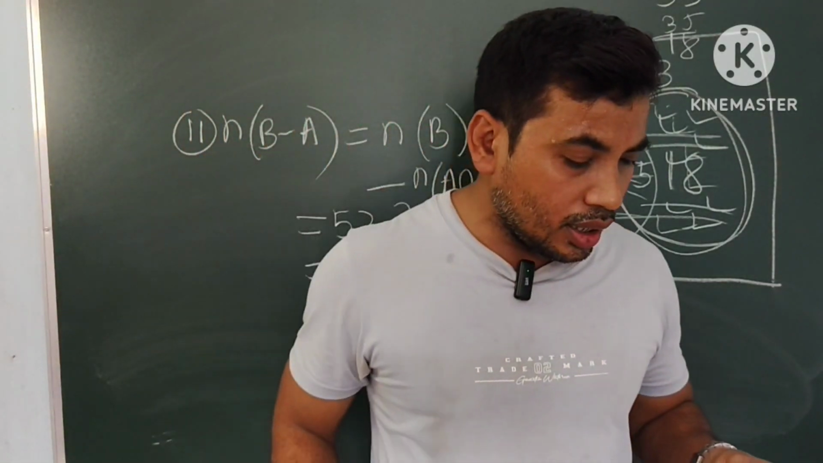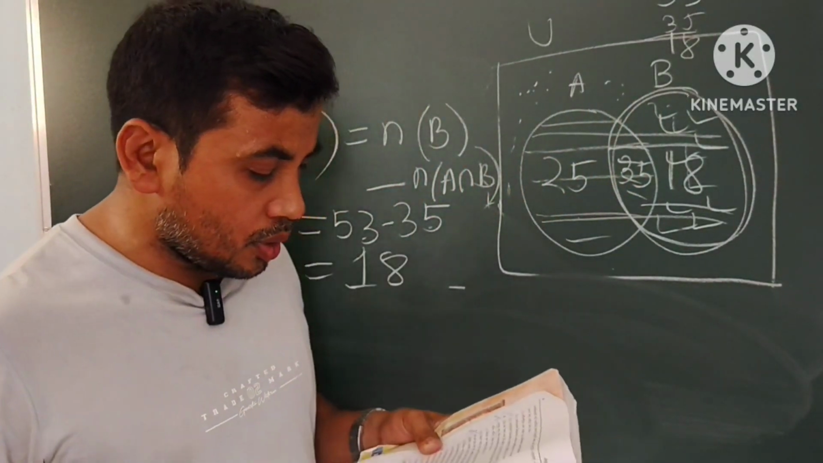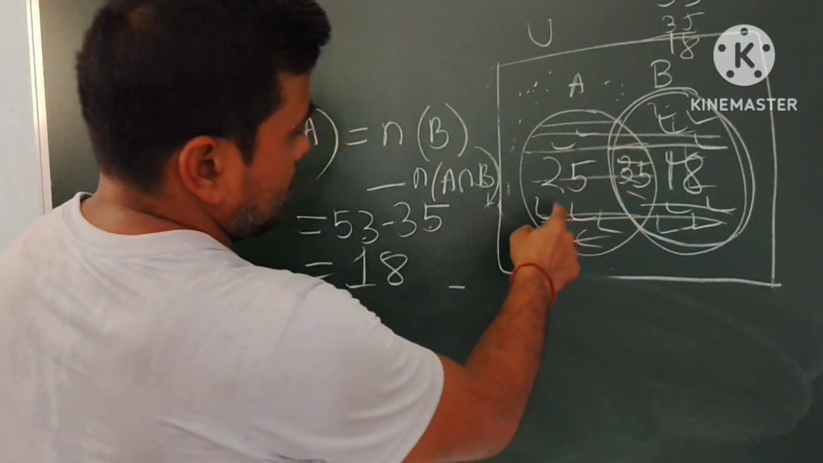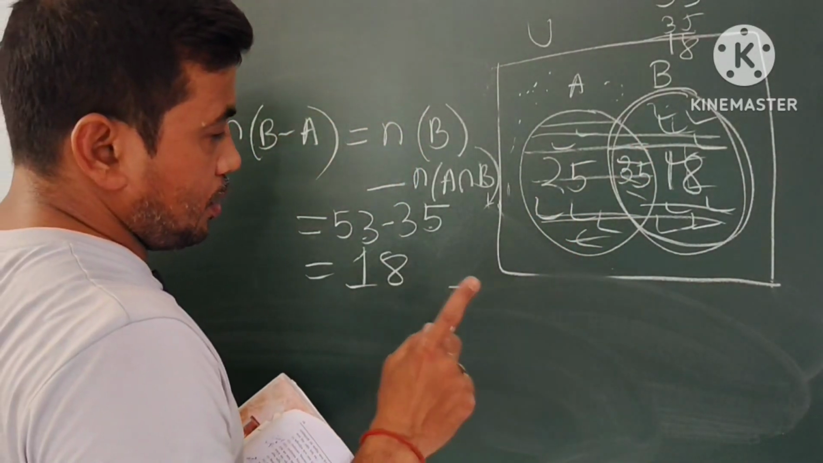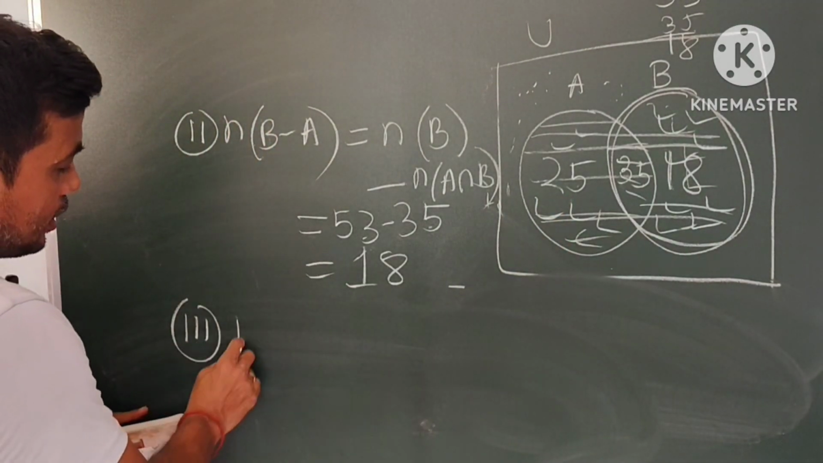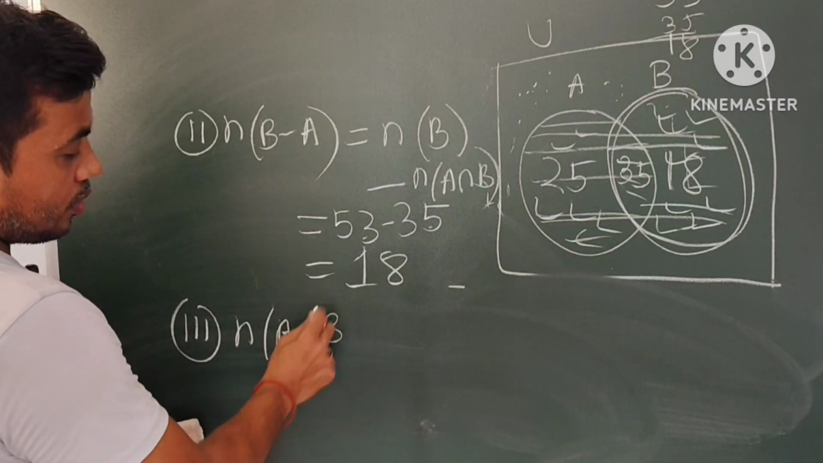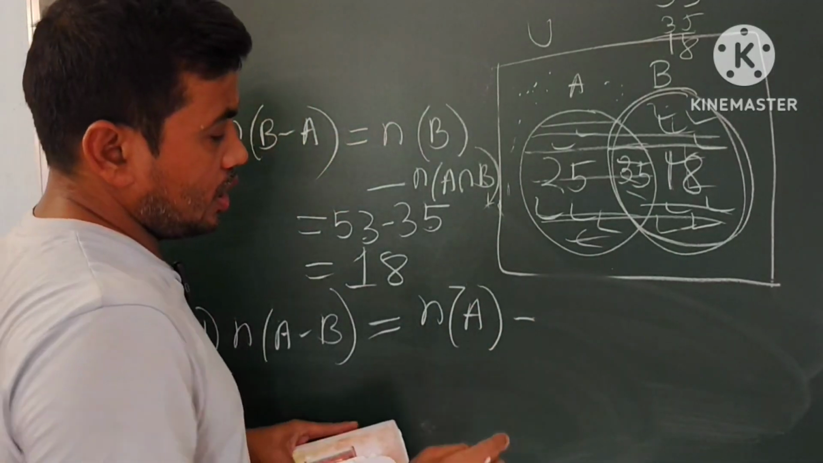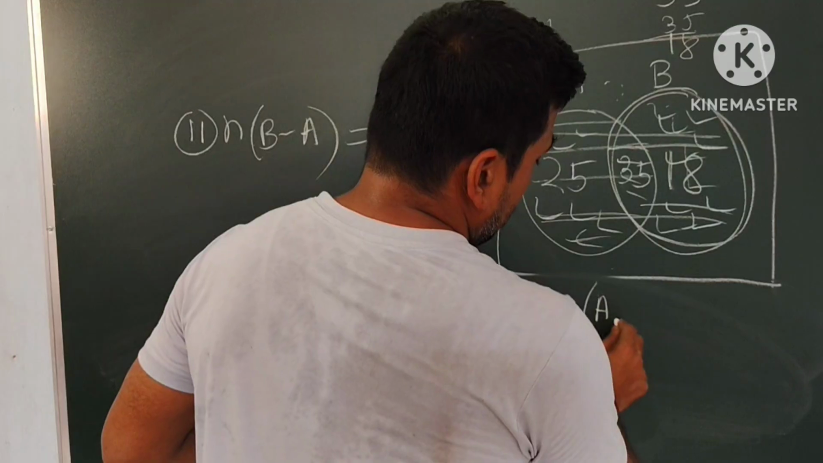And third is what? How many students play volleyball but not badminton? That means the number of elements in this part. This part is A minus B, A difference B, and this number is 25. Okay. So we have to find n(A difference B). By the formula, from the whole set A we subtract n(A intersection B).